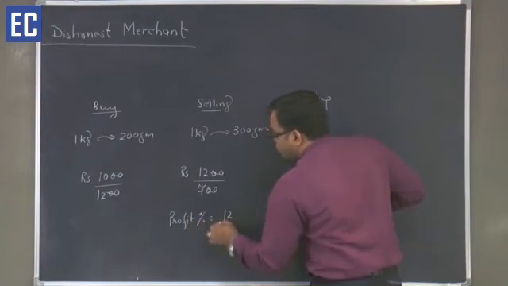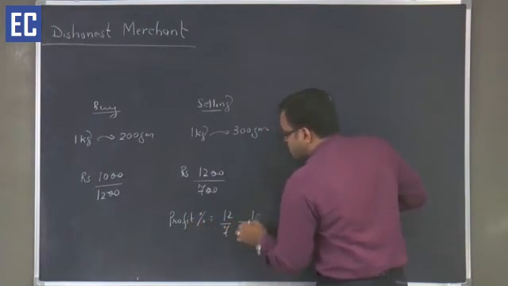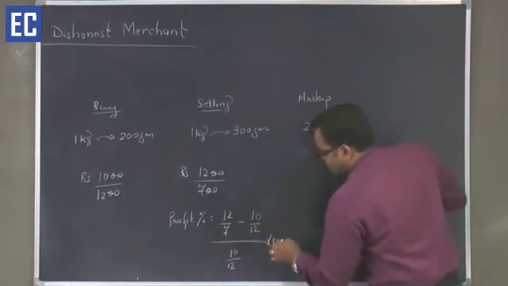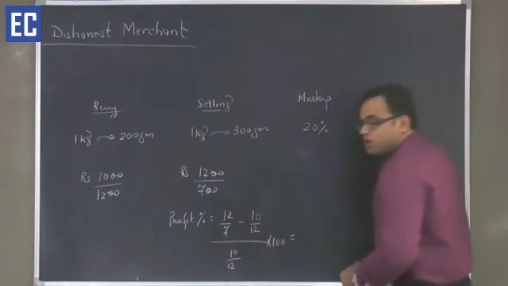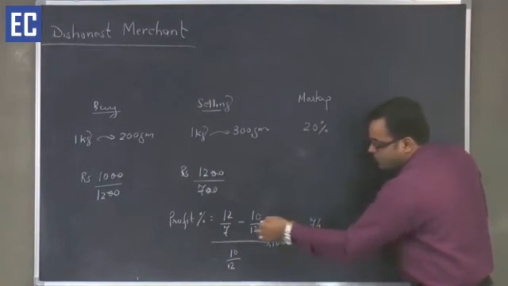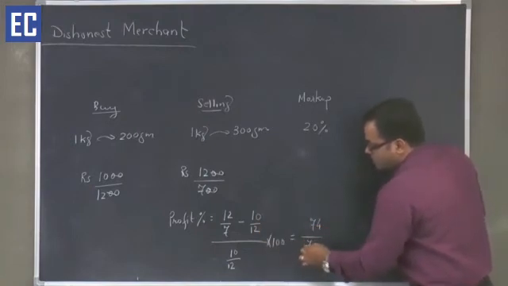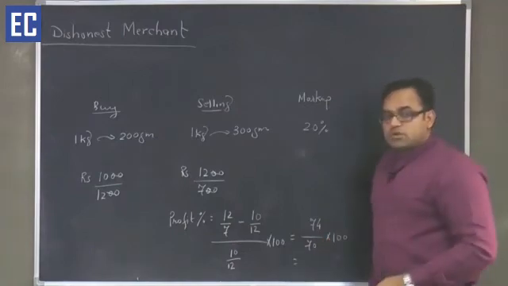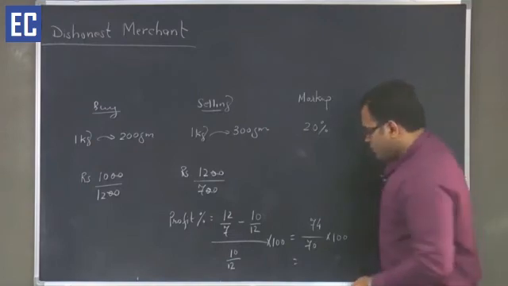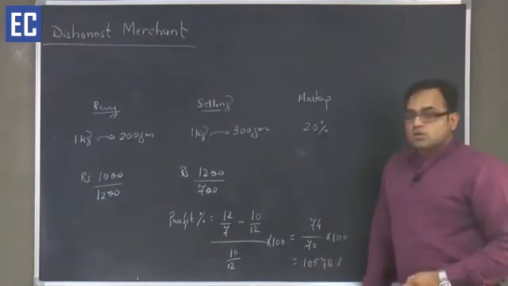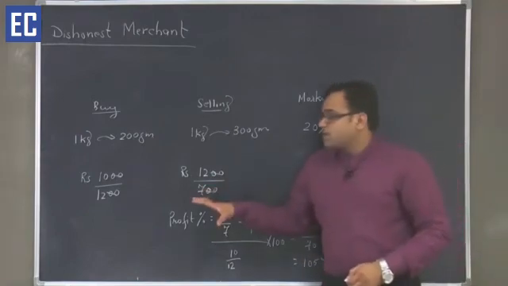is equal to 12 upon 7 minus 10 upon 12 divided by 10 upon 12 multiplied by 100. This is equal to 144 minus 70 is 74 upon 7 into 12. This 10 will cancel upon 70 multiplied by 100. So this is equal to 100 plus 4 upon 7. 4 upon 7 is 57.12. So this is equal to 105.72%. So once again, let us understand the concept here.